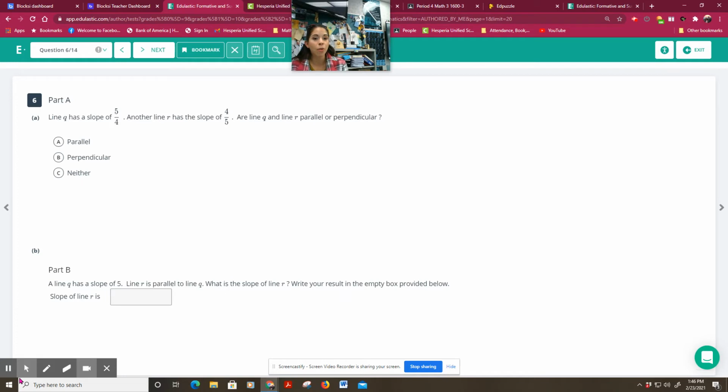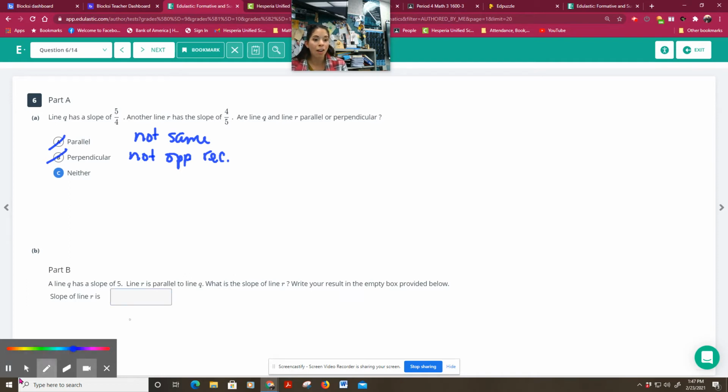Are lines Q and line R parallel or perpendicular? Well, one is 5/4, one is 4/5. Those are not the same. So it's not parallel. They're not opposite reciprocals. So that means it's not perpendicular. So that means it's neither. Part B, a line Q has a slope of 5.